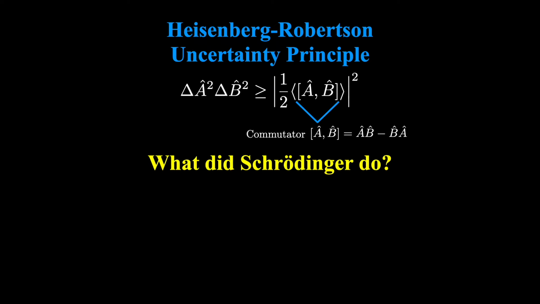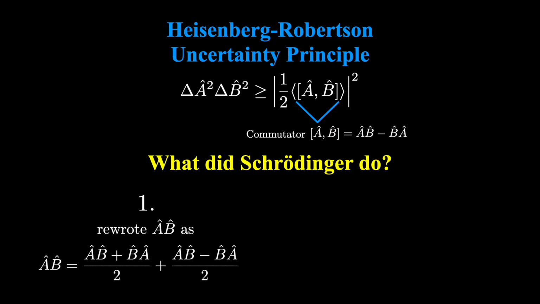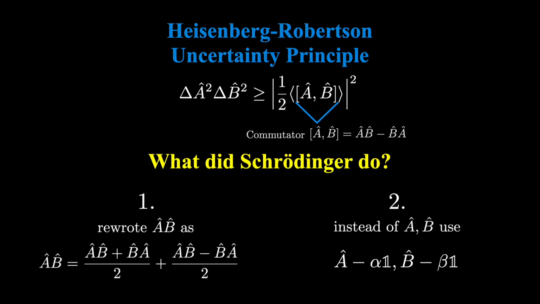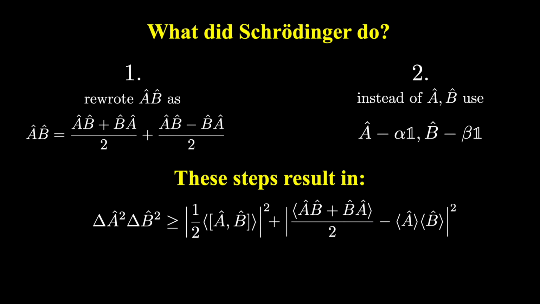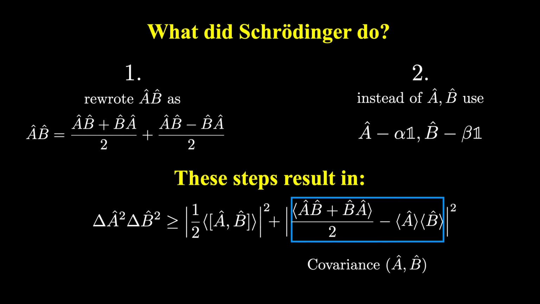Now remember, the right-hand side of this expression contains the commutator term AB minus BA. Schrödinger's first step was to consider what would happen if AB was written in another form. The second step was then to not just consider the operators A and B, but instead to replace them with new operators A minus alpha times the identity and B minus beta times the identity, where both alpha and beta are real numbers. By simply taking these two steps and carrying out some brief calculations, Schrödinger was able to show that an additional term can be added to the right-hand side of the inequality. Therefore, the inequality can actually be strengthened to look like this, where this term in the square is the covariance of A and B, which is just a quantitative measure of how correlated A and B are.